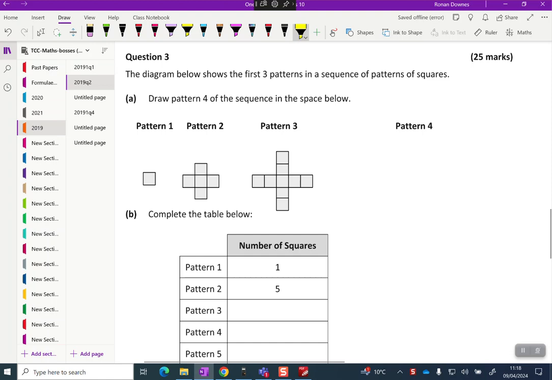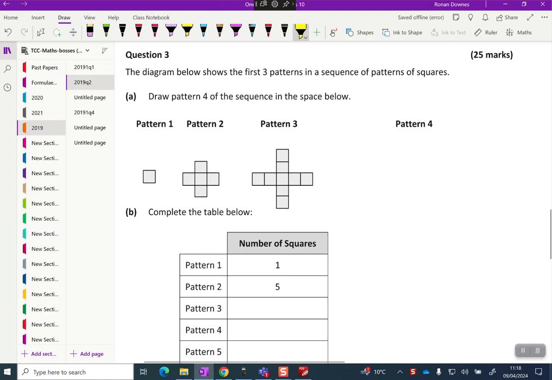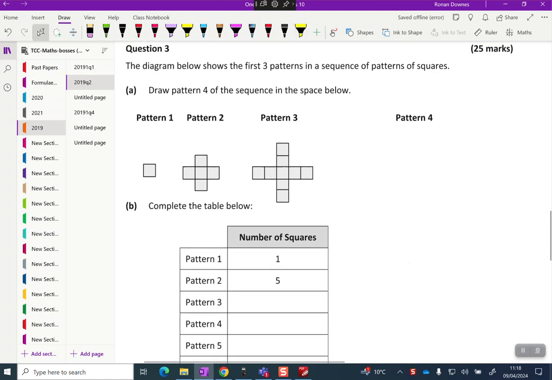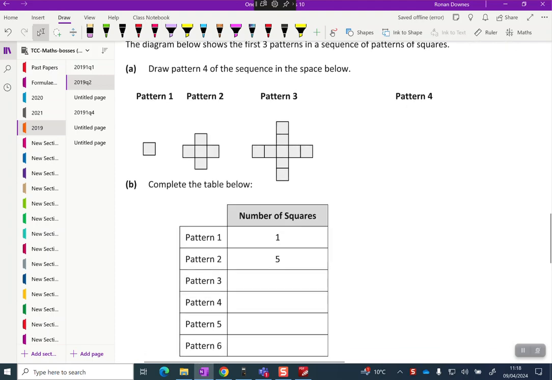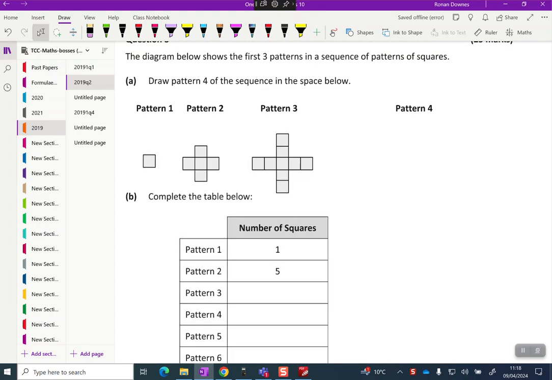Now, we do need to ask, well, do they want to know how many sides, how many chairs, how many desks, or whatever? So complete the table. Pattern 1 has how many squares? So it's how many squares is the question, 1 and 5. And in the next one, you can just physically count them. You have 5 going across that way, and then an extra 4 is 9. But a pattern has been established now.